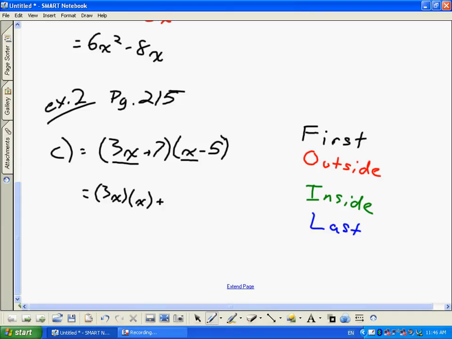Okay? Next. Sorry, that was first. Next, we deal with the outside numbers. The outside numbers are going to be the number that's most to the left and most to the right. So what that means is our outside most to the left is our 3x again. And the number that is most to the right is negative 5. So our outside pairing is 3x, negative 5. I'm going to probably have to move this over a little.